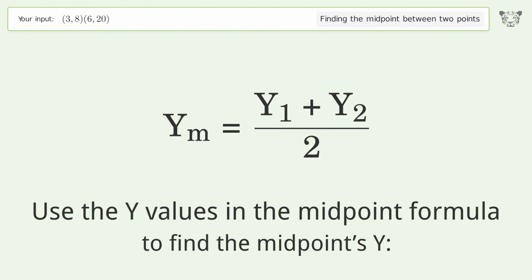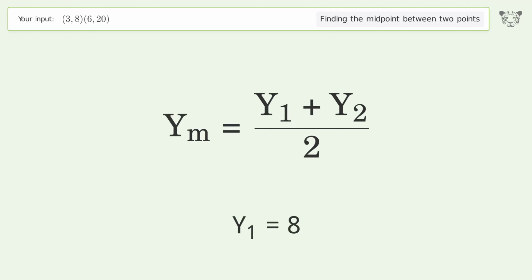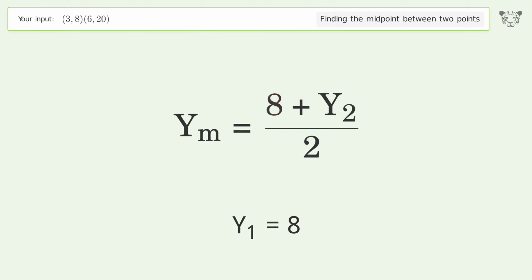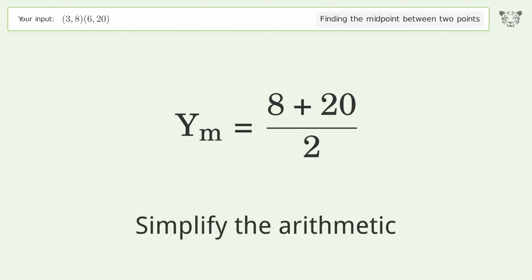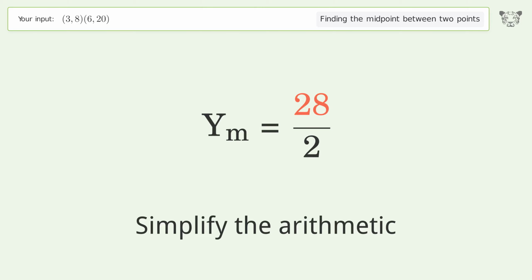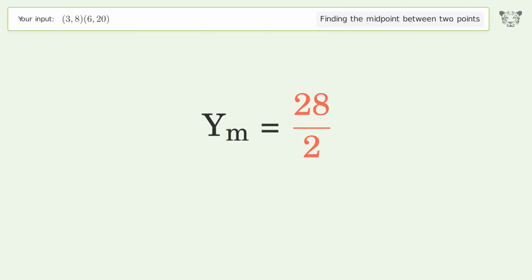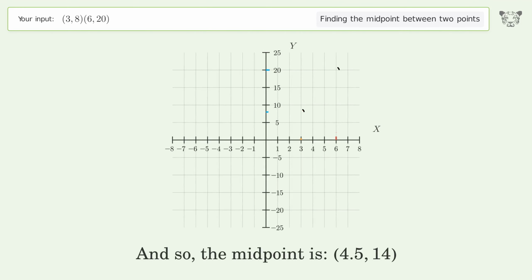Use the y values in the midpoint formula to find the midpoint's y. y1 equals 8. y2 equals 20. Simplify the arithmetic. And so, the midpoint is 4.5, 14.